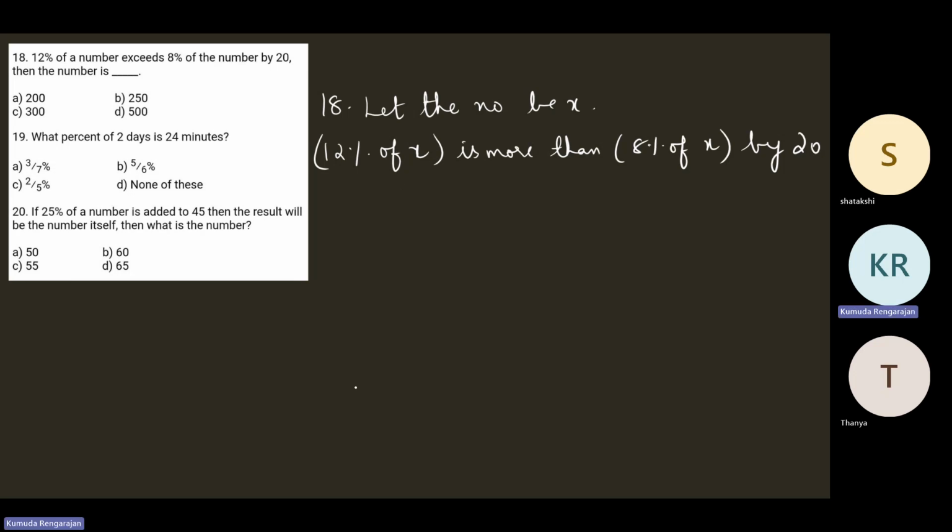So it's more than, meaning you can construct an equation using the difference between the two things. So 12% of x minus 8% of x is equal to 20. The first one is more, right? By 20. So the difference is 20.